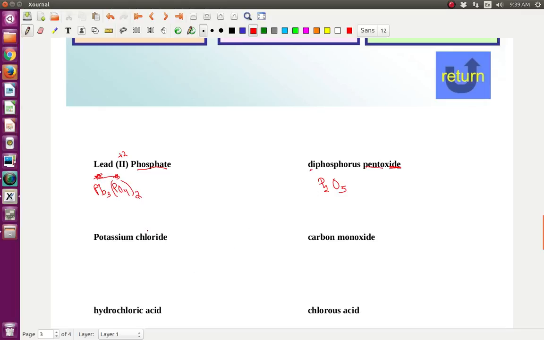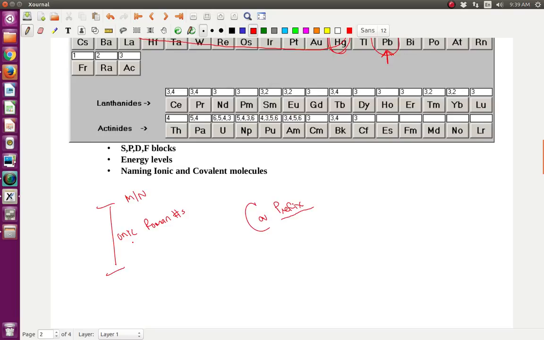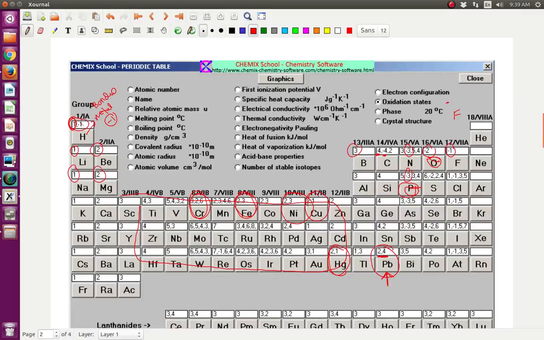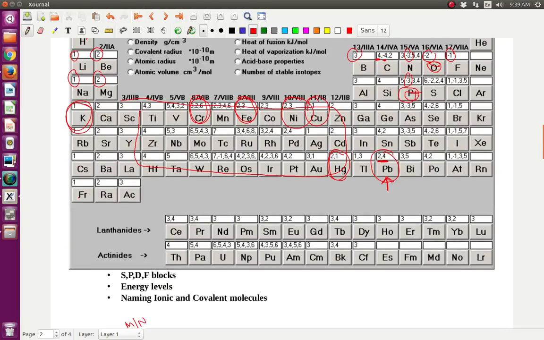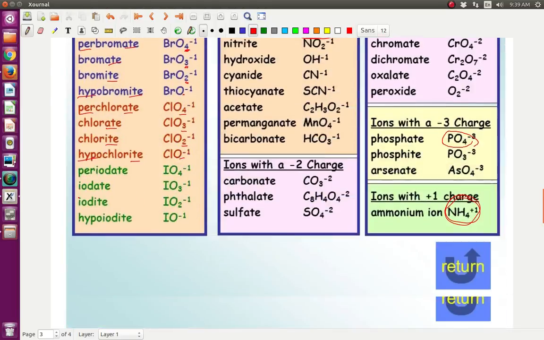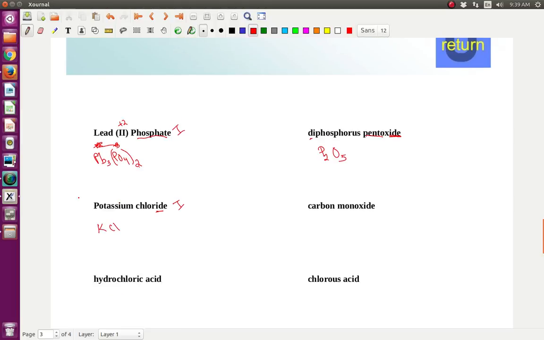Okay, now potassium chloride. All right, potassium is a K and chlorine is a Cl. Metal, nonmetal, ionic. So this was ionic and this one was ionic. But potassium up here, here's potassium. It has only 1 charge, so I don't have to use the multiple oxidation state Roman numerals. So just KCl. All right.